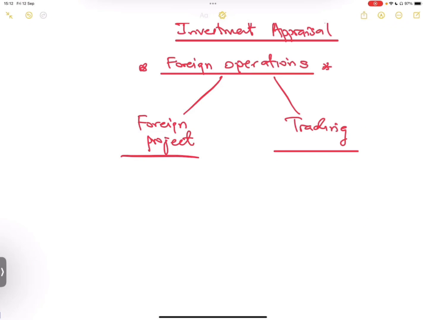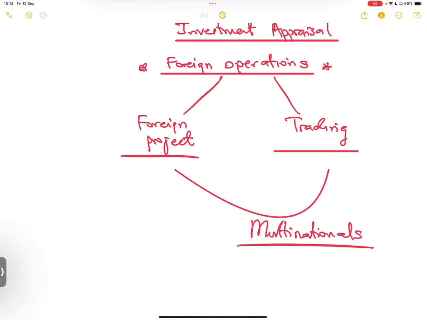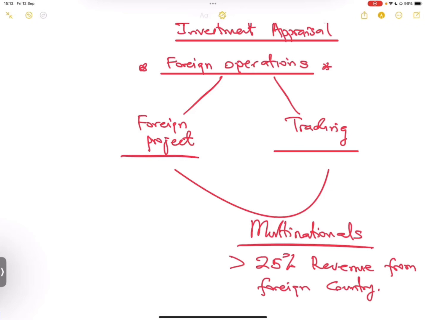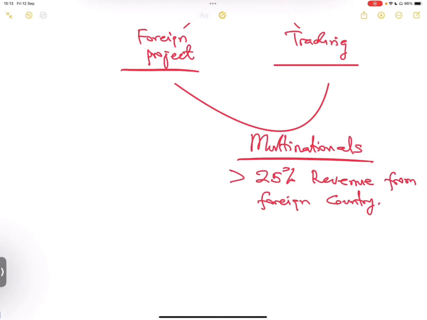Usually, companies that participate in these types of activities, you call them multinationals. That's why you hear someone saying, "Oh, I work with a multinational company." So multinational companies are those companies that have, to put in definition, more than 25% of their revenue from foreign countries. So if you generate more than 25% of your revenue from another country, different from your country of origin, then you qualify to be a multinational company.